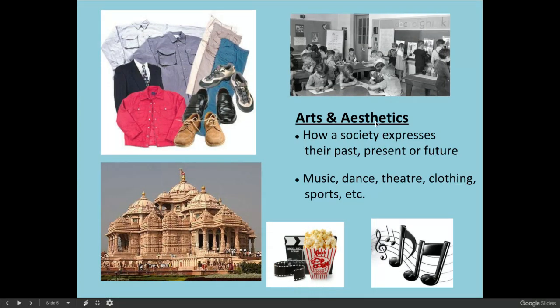The next one here is art and aesthetics. This is how a society expresses their past, present, or future. The arts certainly fit into this particular category: music, dance, theater, clothing, sports, etc. So this changes as time changes, but every society has these aspects in some way. Which art form is dominant may be different based on each culture, but they all have some type of cultural or artistic expression.